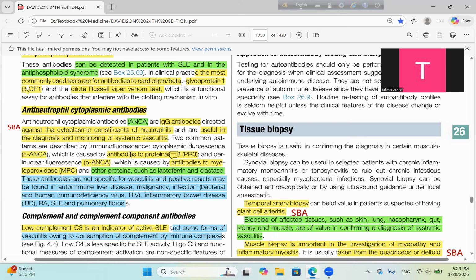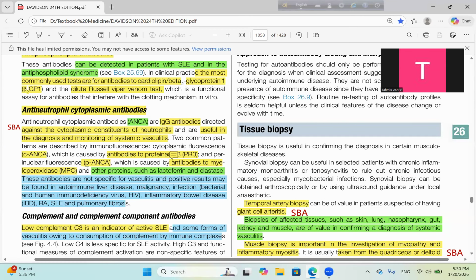Then two common patterns of anti-neutrophil cytoplasmic antibody are found. They are C-ANCA and P-ANCA. C-ANCA means cytoplasmic, and P-ANCA means perinuclear. In cytoplasmic ANCA, antibodies are produced against proteinase 3, a cytoplasmic enzyme. Proteinase 3 is an enzyme which remains in the cytoplasm of neutrophil. So antibody to proteinase 3 is one type of C-ANCA, cytoplasmic ANCA.